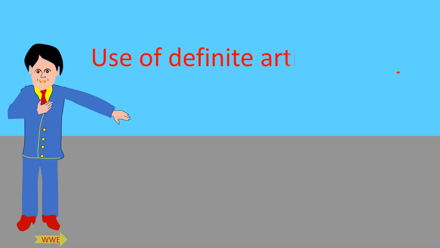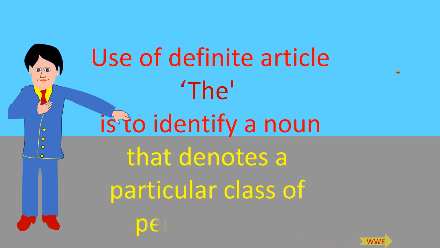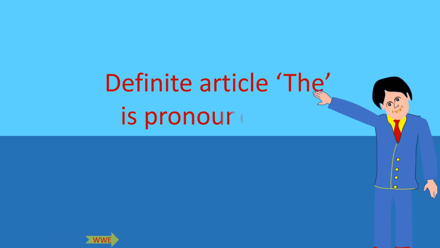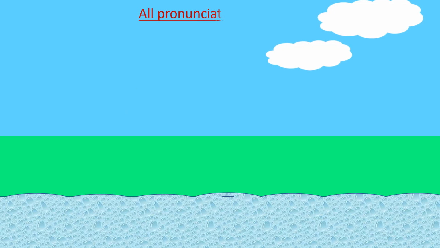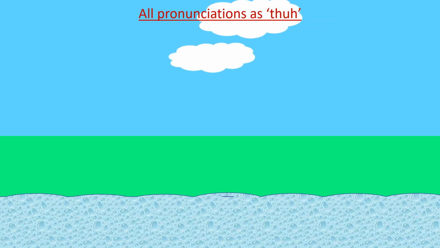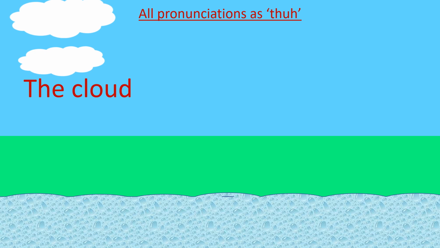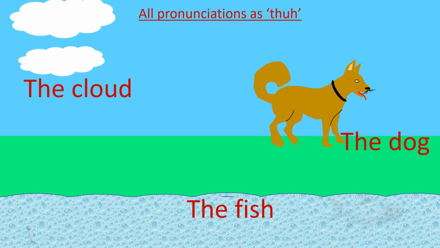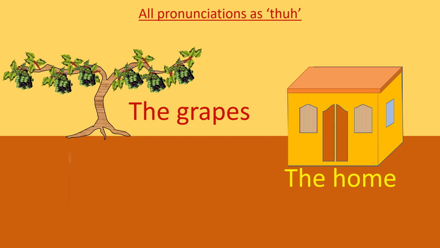The use of the definite article 'the' is to identify a noun that denotes a particular class of person or item. The definite article 'the' is pronounced as 'thuh' before a consonant sound. All pronunciations as 'the': the cloud, the dog, the fish, the grapes, the home, the jackfruit.